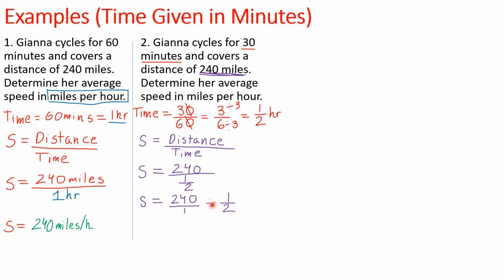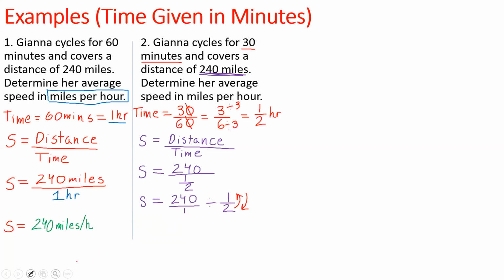Keep, switch, flip. We keep the 240 over 1. We switch the sign from a division sign to a multiplication sign. And we flip the 2 and the 1. So KSF, keep, switch, flip. I don't know if you all learned it like that. You'll probably learn it by a different acronym, but KSF is one acronym that some people use. So the 2 goes on top, the 1 goes at the bottom.